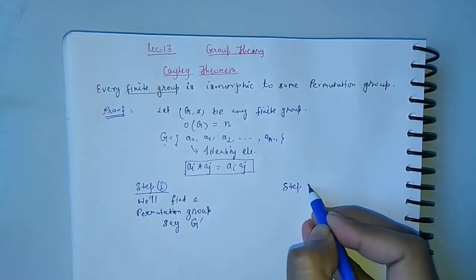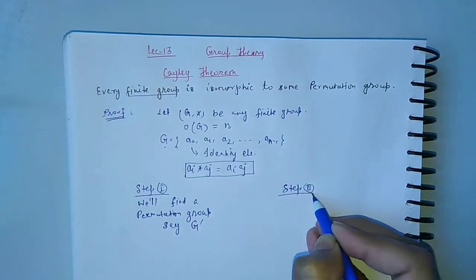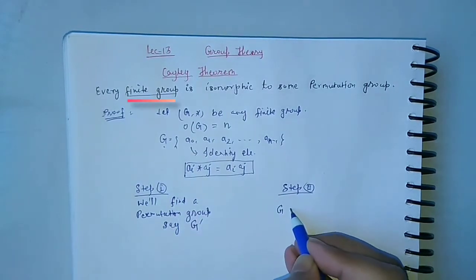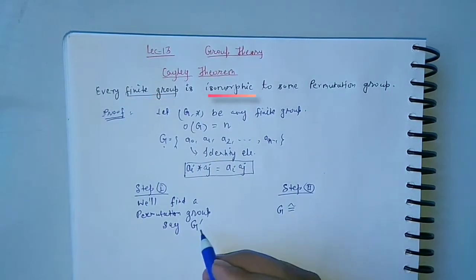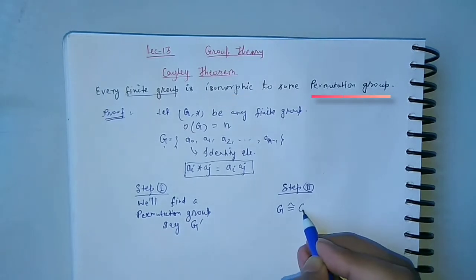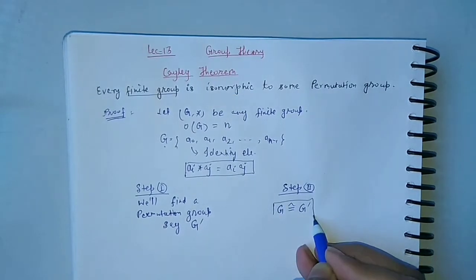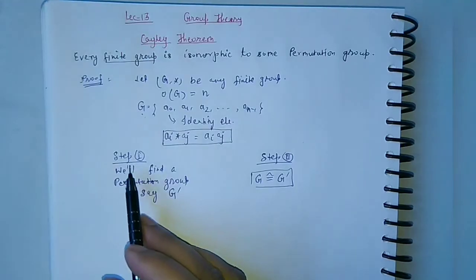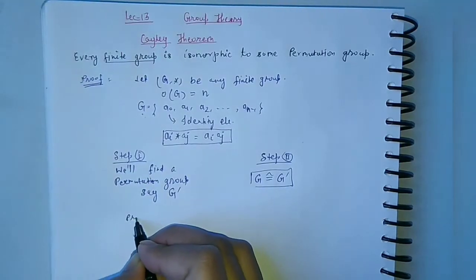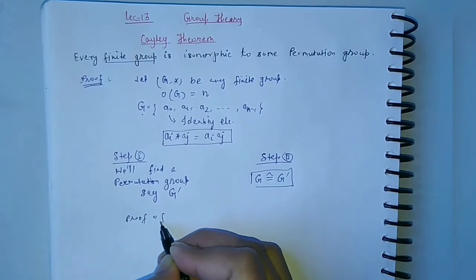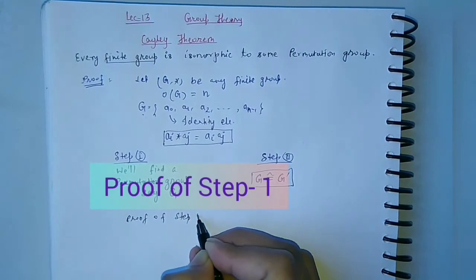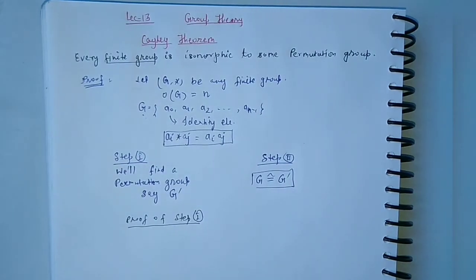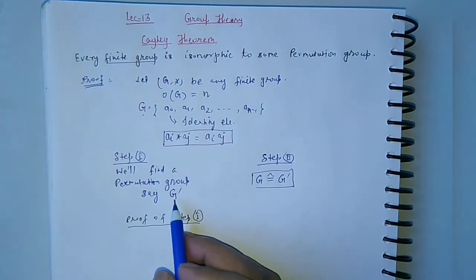And in the second step we will prove that our group G is isomorphic to this permutation group G dash. Then our theorem will be proved. We will prove our step number 1. Proof of step 1. In step 1 we have to find a permutation group G dash.